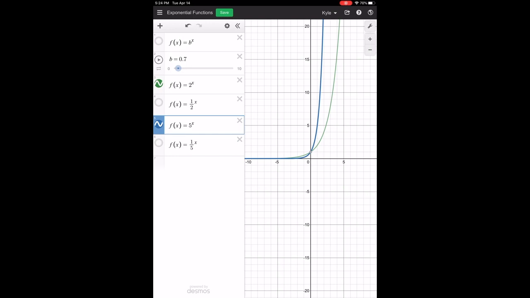You can play around with this. I have the Desmos graph linked in the description. Take a look, move the graphs around, make sure you're comfortable with the domains and the ranges, but also make sure you're comfortable seeing what all is going on here.